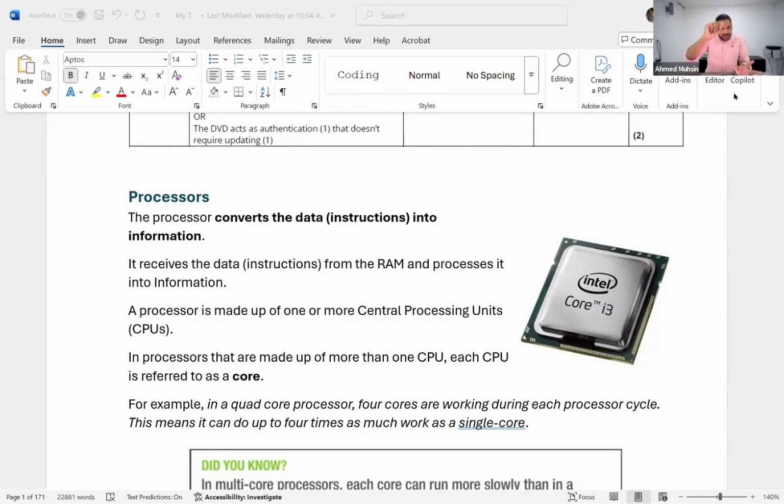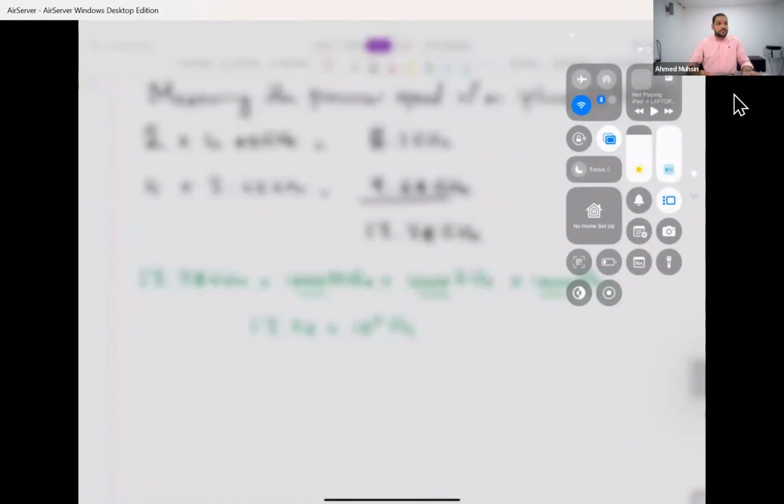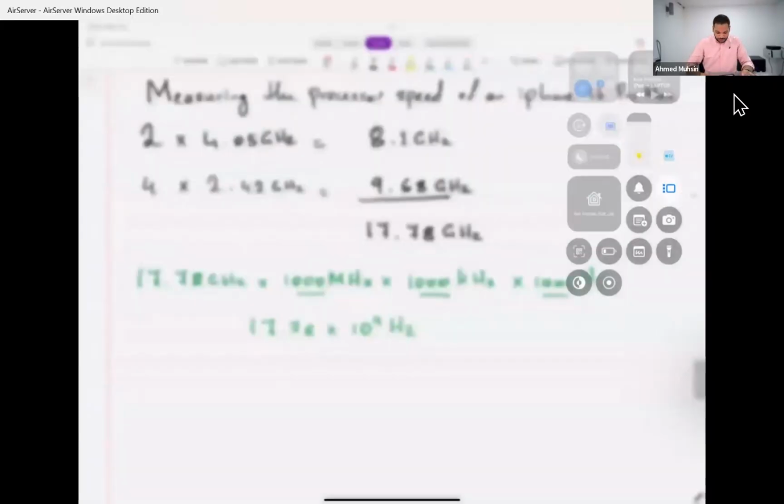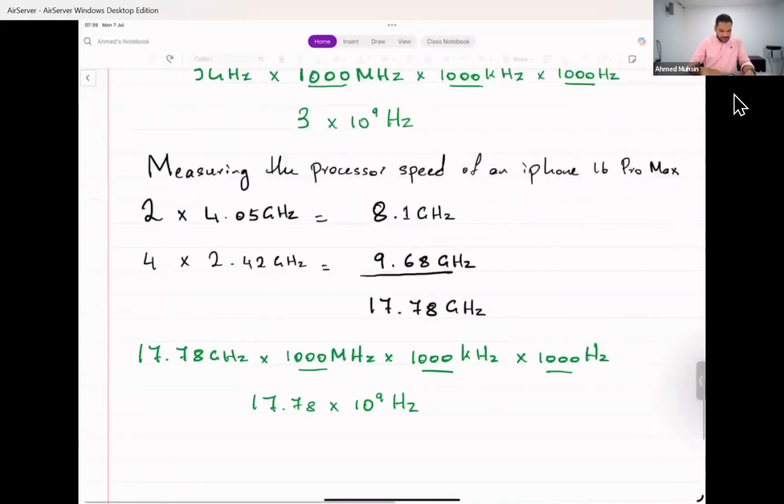When you convert 2 gigahertz into hertz, do you remember these calculations here? Last time we took these in our writing book. Can you see over here?